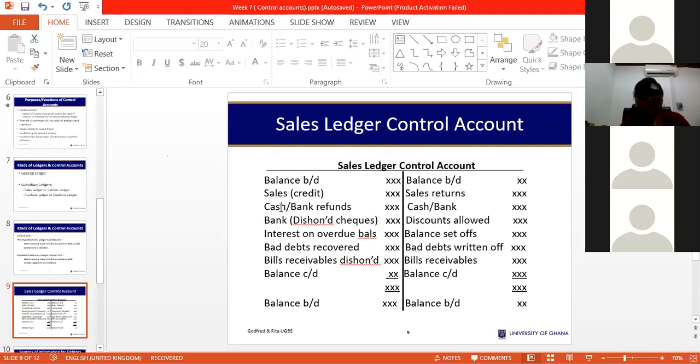Bills receivable are just amounts that you have received and have gone through. It also reduces. Now, who can tell us what balance set off is about? Balance set off.